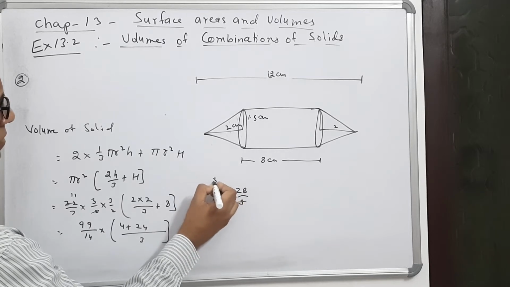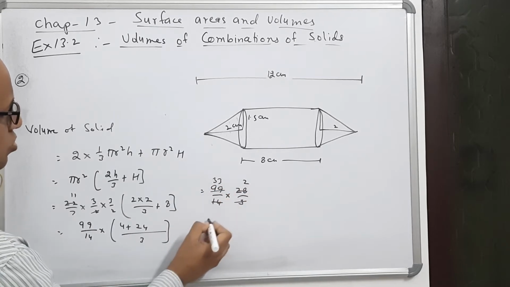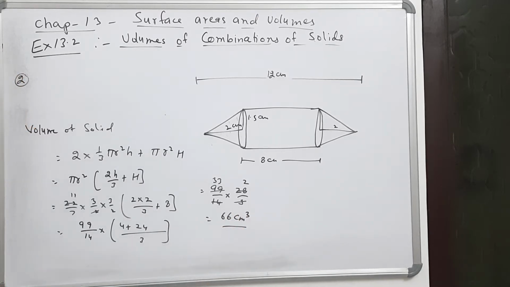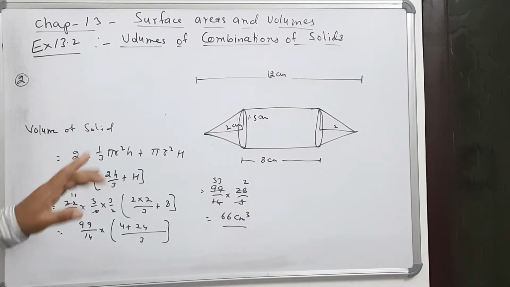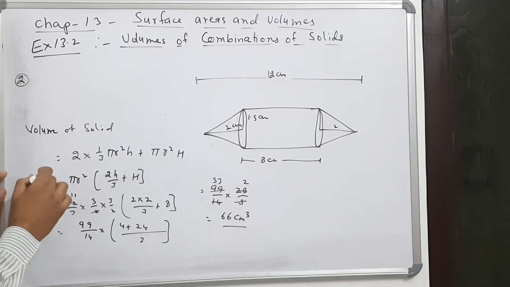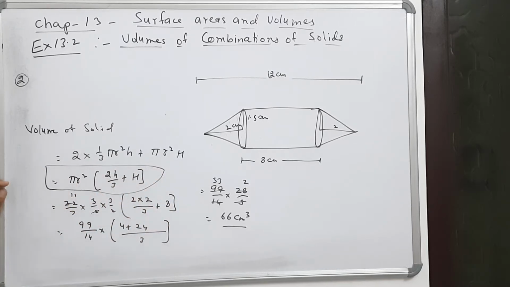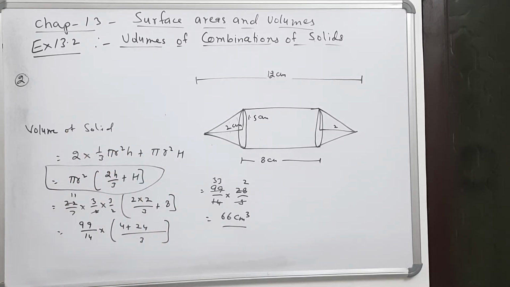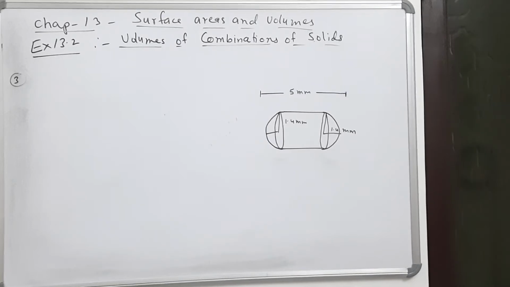It is 33 times and this is 2 times. So answer is 66 centimeter cube. So that is the volume of the solid. Here it is better you make the formula like this and do it together instead of solving it separately. So the volume of this solid is 66 centimeter cube. That is, the volume of the model is this one. Next problem.